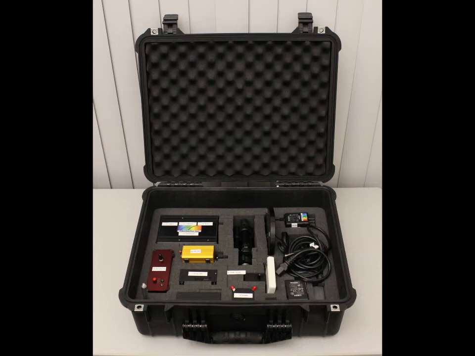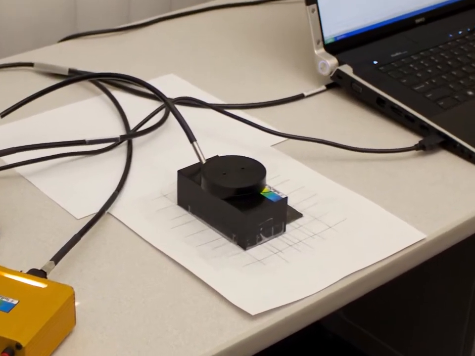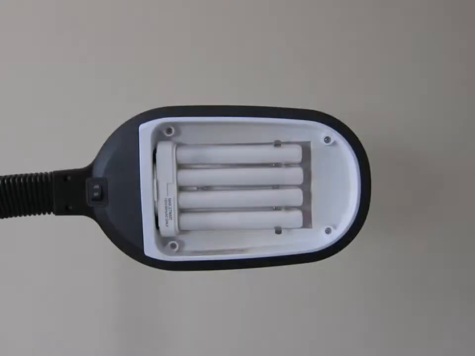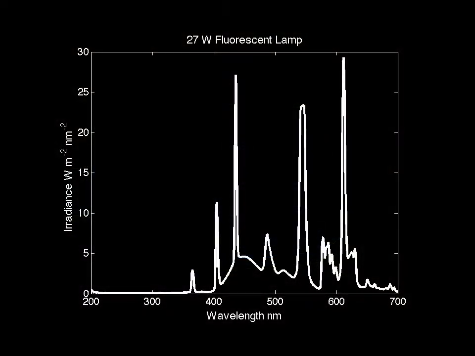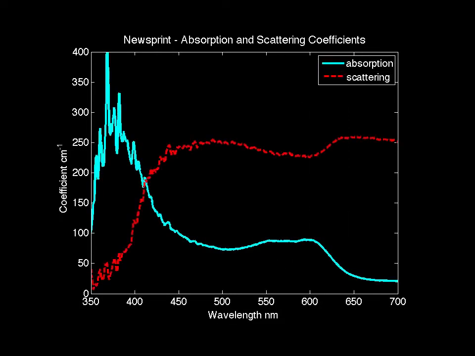Using a spectral photometer setup with an angle of incidence of 45 degrees, reflectance measurements were taken before and after exposure. The samples were exposed to a fluorescent lamp, whose spectral irradiance was also measured during our experiments. For the newsprint, to determine its absorption and scattering coefficients, reflectance measurements were taken of an unexposed sample.